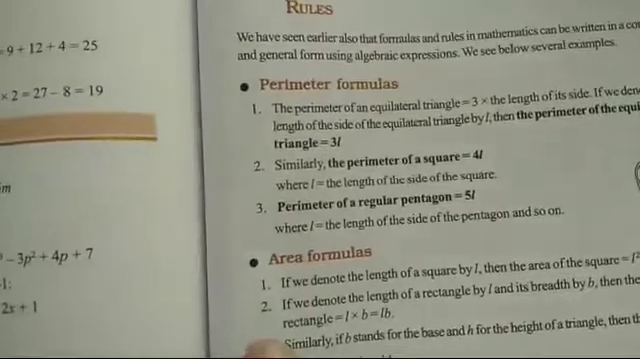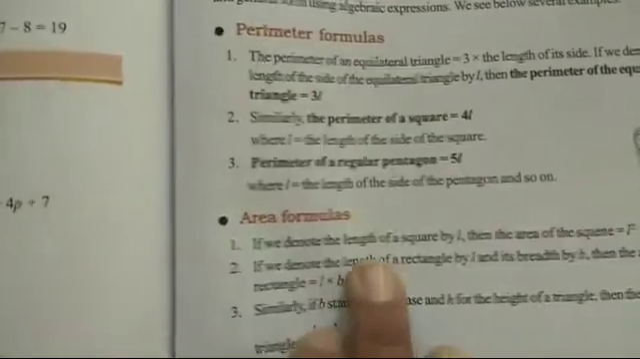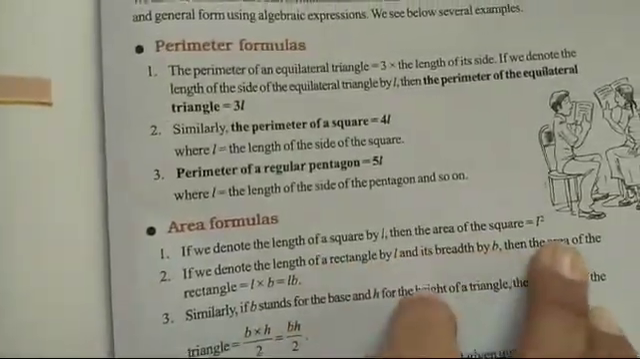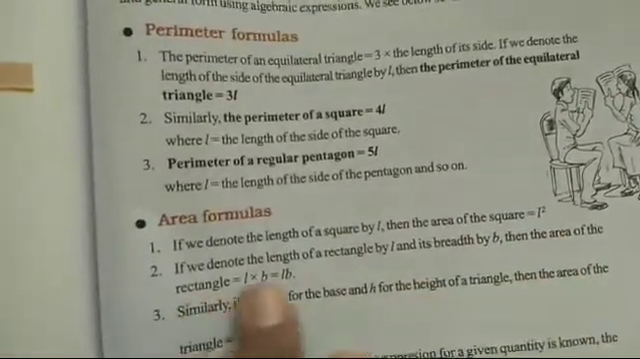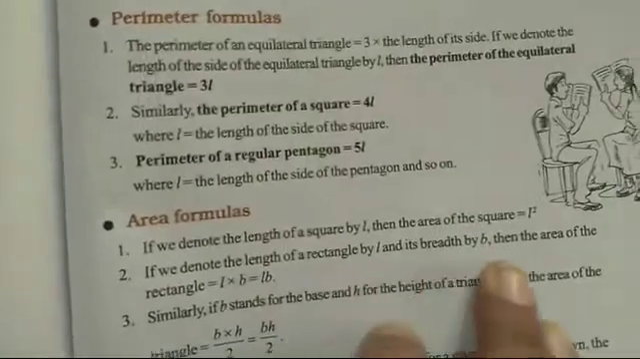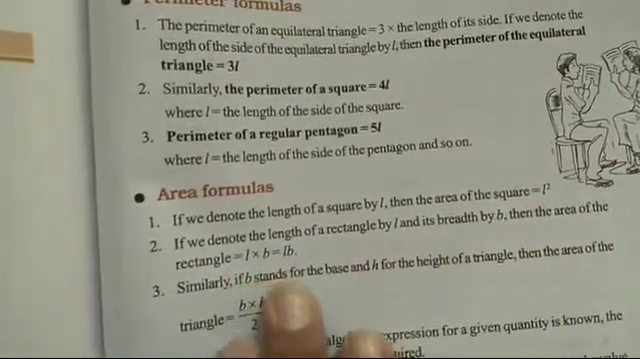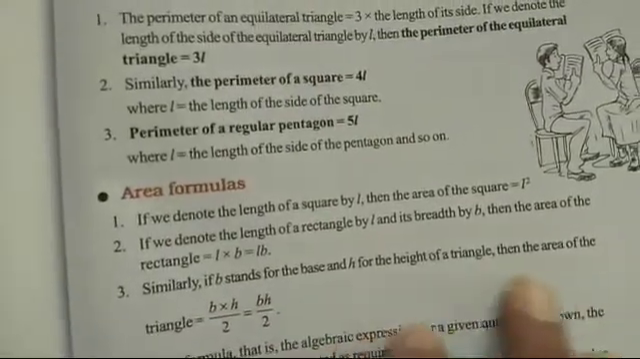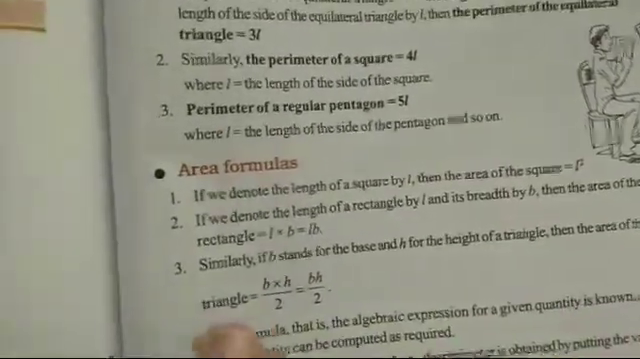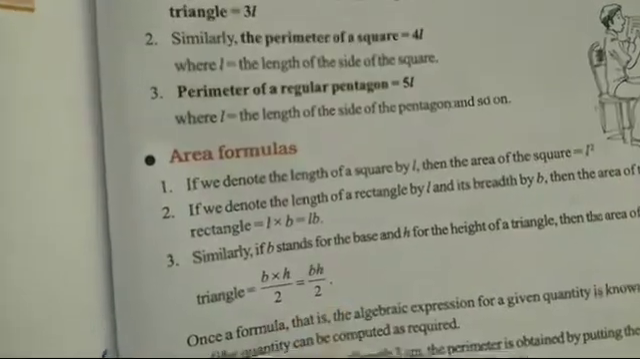Area formulas, as we know: if we denote the length of the square by L, then the area would be with the formula L square. If we denote the length of the rectangle by L and the breadth by B, then the area will be L into B, that is LB. Similarly, if B stands for the base and H for the height of the triangle, then the area of the triangle is B into H over 2, that is BH over 2.